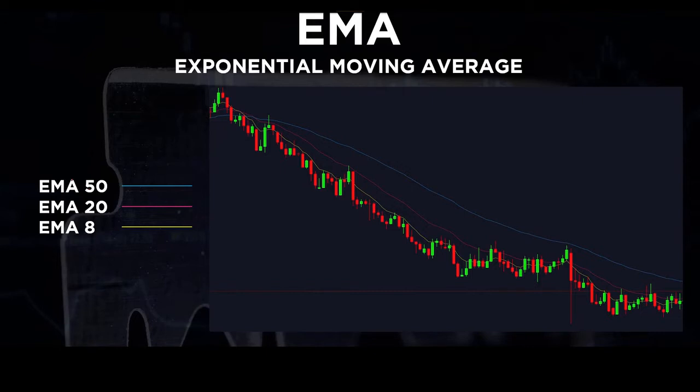Now, what we're going to be using, write this down, the 50, the 20, and the 8. The 50 is going to be in blue. The 20 is going to be pink. And the 8 is going to be yellow. And I've chosen those colors because that's what they are all over my charts.